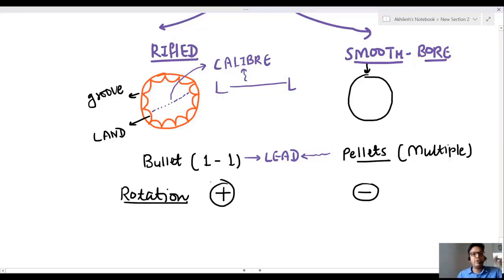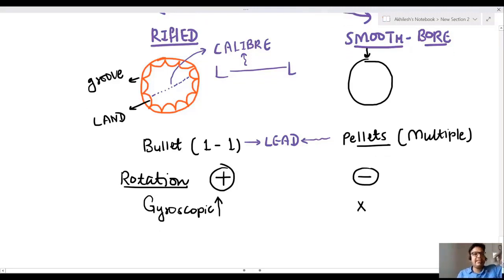Now, sir, because of rotation, the gyroscopic moment is increased. Here there is no change in the gyroscopic moment. And sir, when the rotation and gyroscopic moment increase, the velocity is high. Here velocity is low. That's why range is good in a rifled firearm. Here range is less.